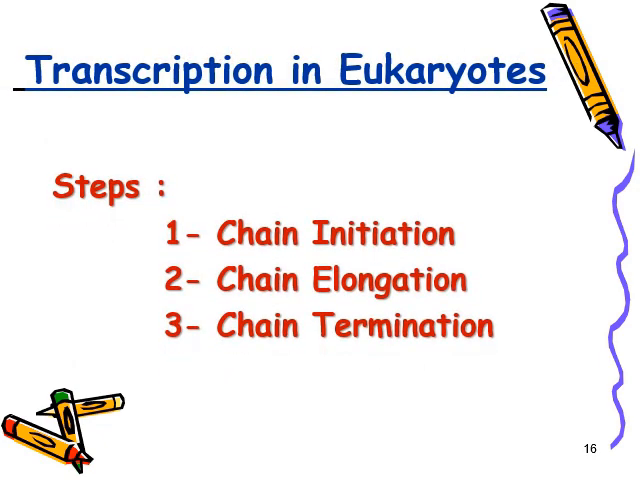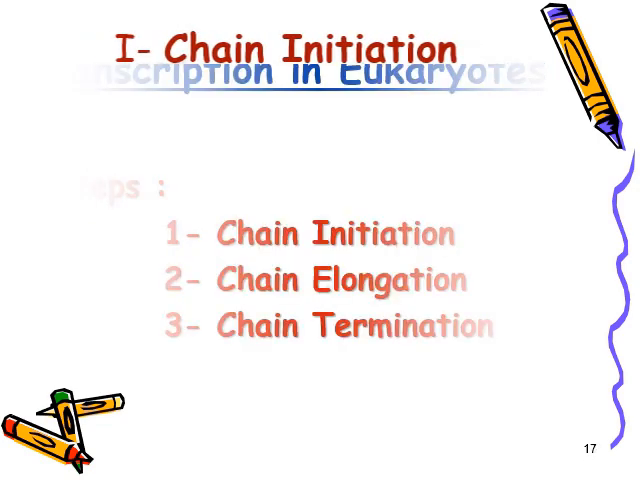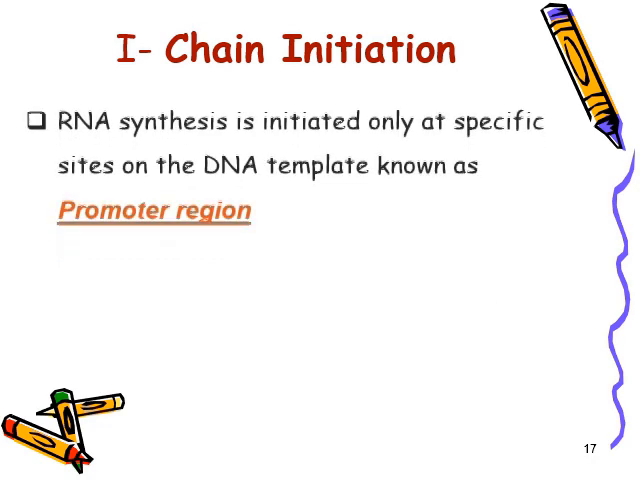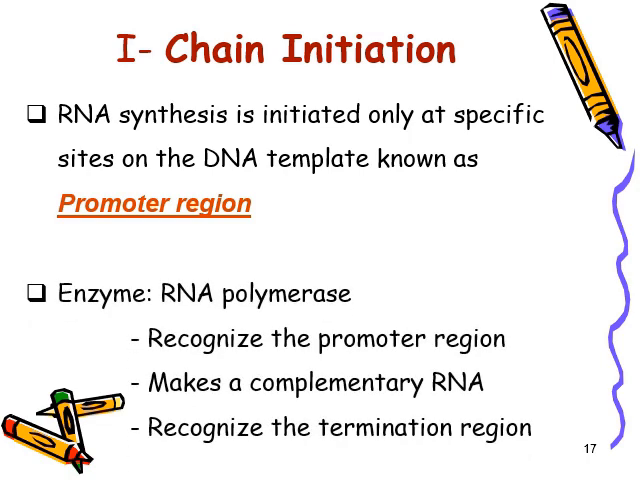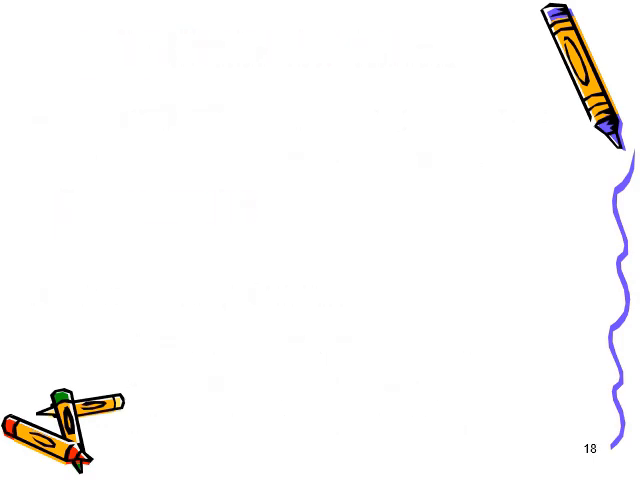Transcription in eukaryotes have 3 steps: chain initiation, chain elongation, and chain termination. Chain initiation. RNA synthesis is initiated at a specific site on the DNA template strand known as promoter region. RNA polymerase enzyme is responsible for recognizing the promoter region, make a complementary RNA strand, recognize the termination region.